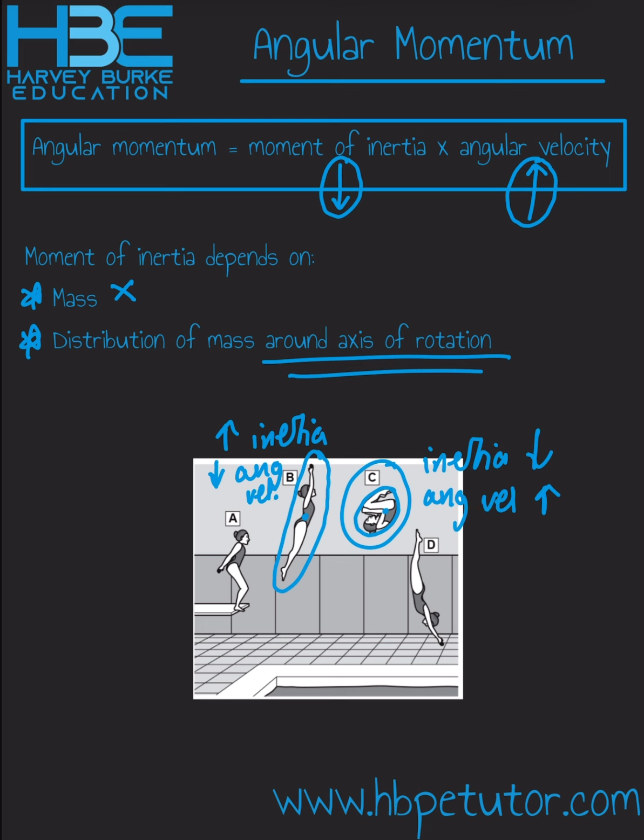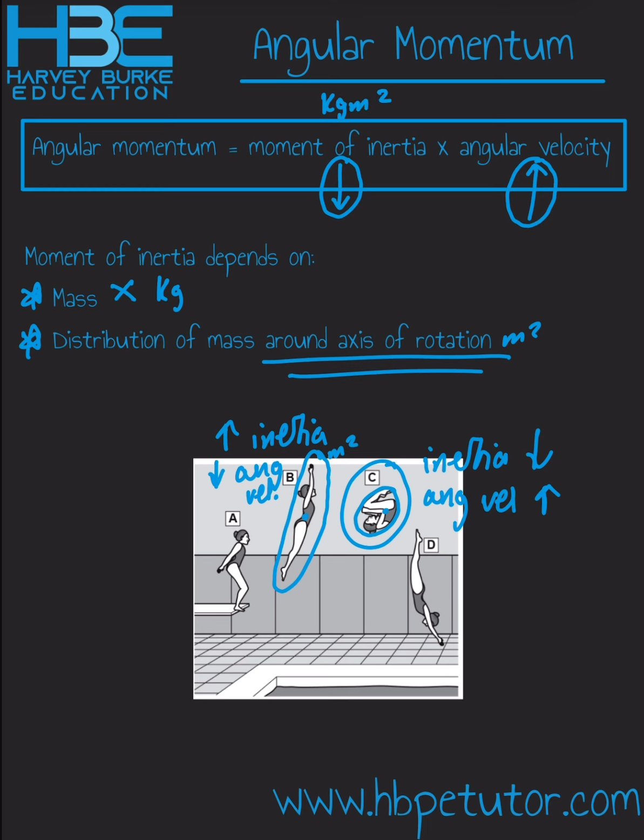And then if you're struggling with the units of measurement, because moment of inertia depends on mass, that's measured in kg, and we measure the distribution of the mass in meters squared. So you join those two things together. So moment of inertia is kg meters squared.